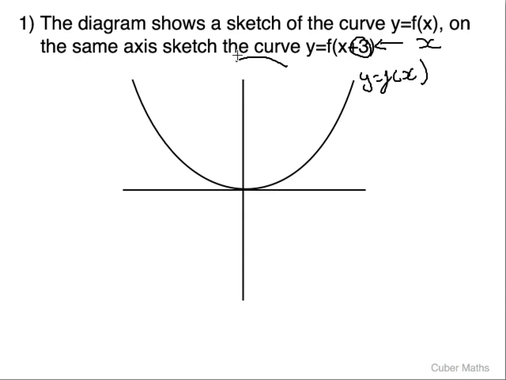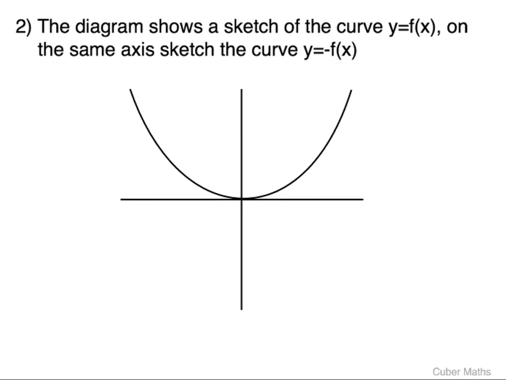so we need to move it 3 to the left. So when we do that, if it crosses at (0, 0), we now want its minimum point at (-3, 0). And then we can just sketch it in exactly the same shape, it's just moved 3 to the left. So when we sketch it, we need to make sure its minimum point is at (-3, 0), and it has roughly the same shape.